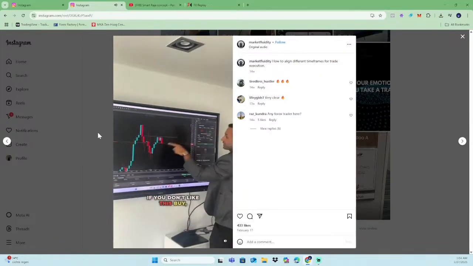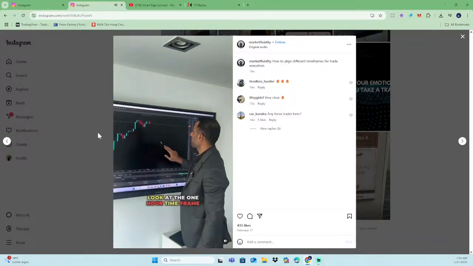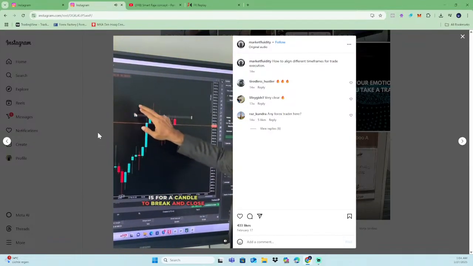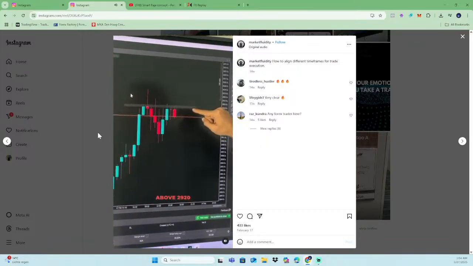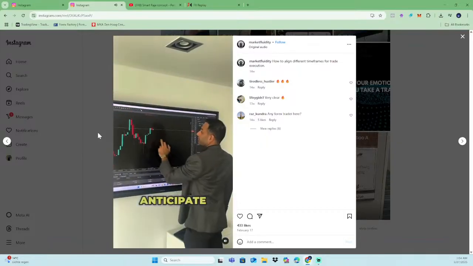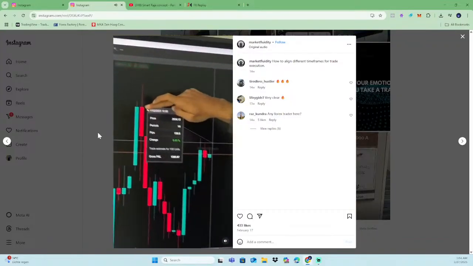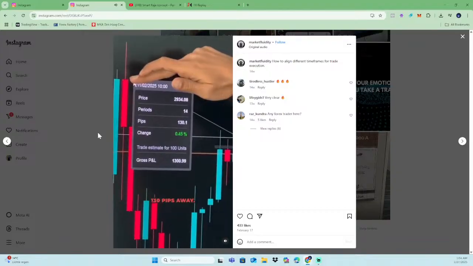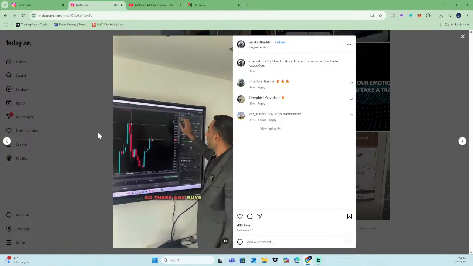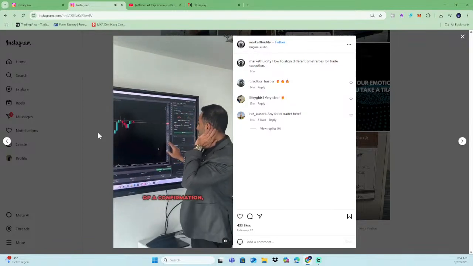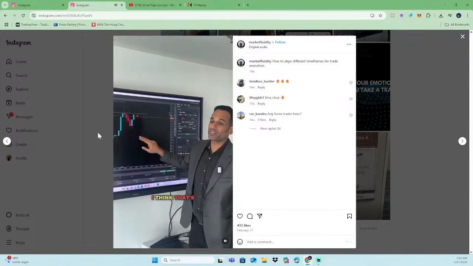If you don't like this buy, look at the 1 hour time frame right over here. All you need on the 1 hour time frame is for a candle to break and close above 29.20, and then anticipate the 4 hour to continue pushing up till 29.34, 130 pips away. So these are buys which I would like to wait for some sort of confirmation on, especially on the 1 hour time frame. I think that's going to be best for me.